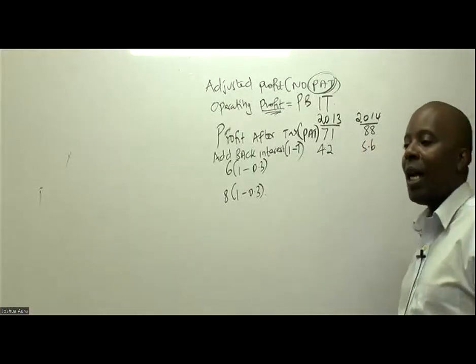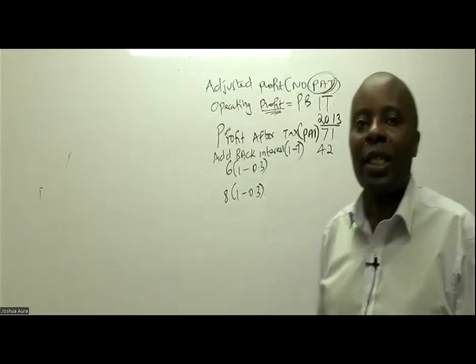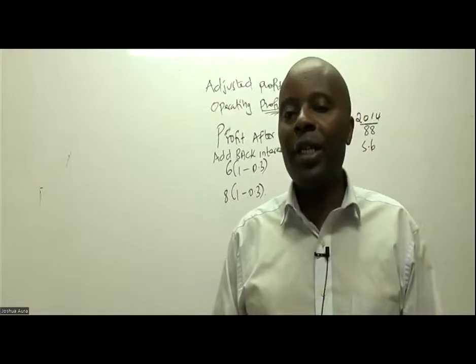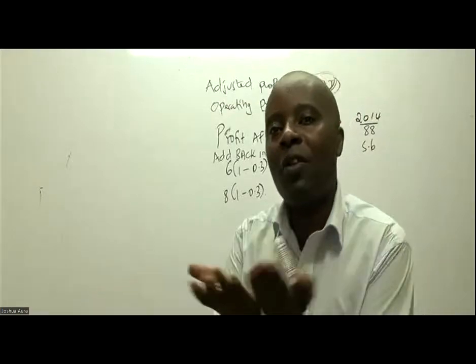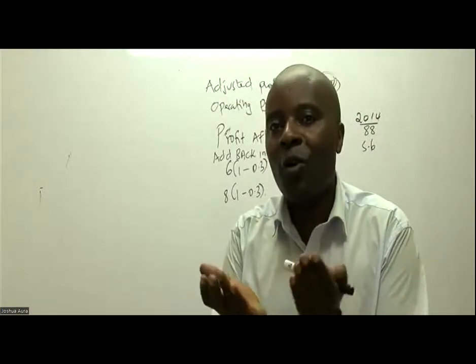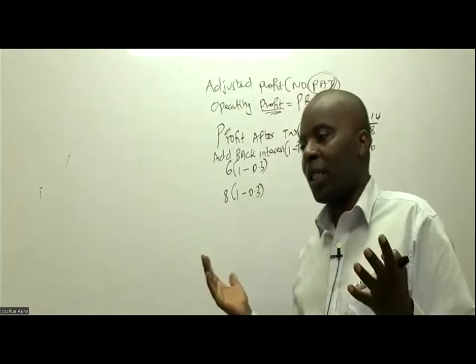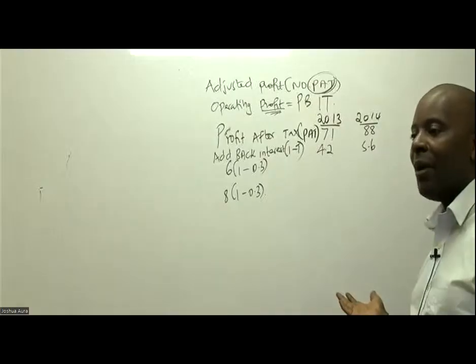We have been able to add back interest net of taxation. Is there any other thing that you think we'll need to consider for us to arrive at net operating profit, which in this case is cash flow based? Is there any other thing you think is very important for us to add back?